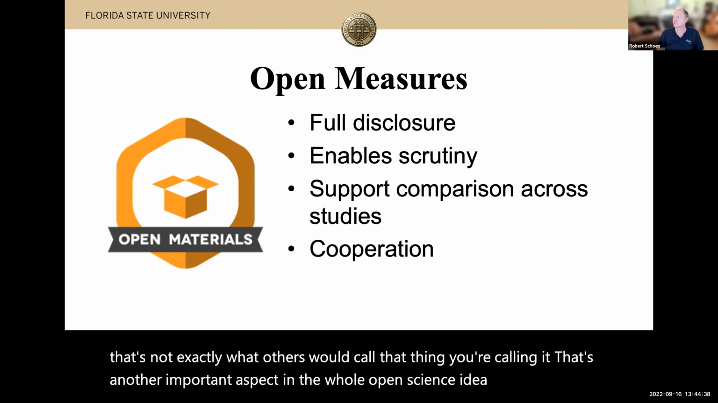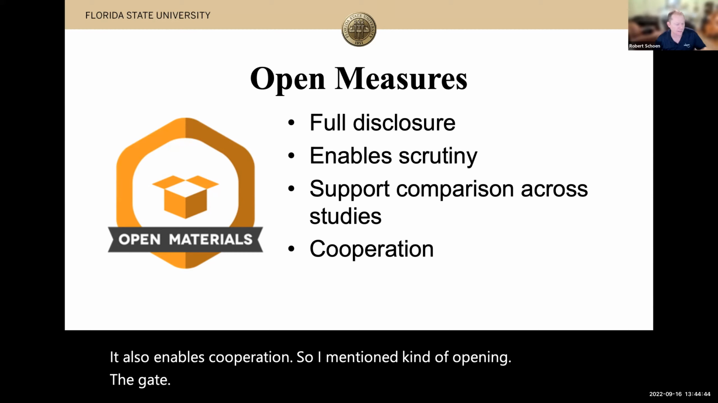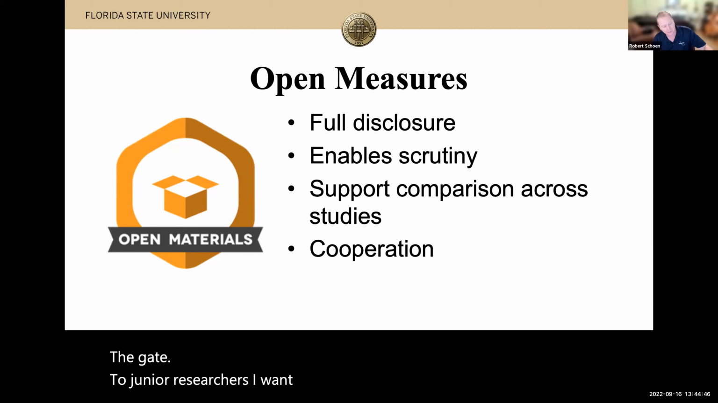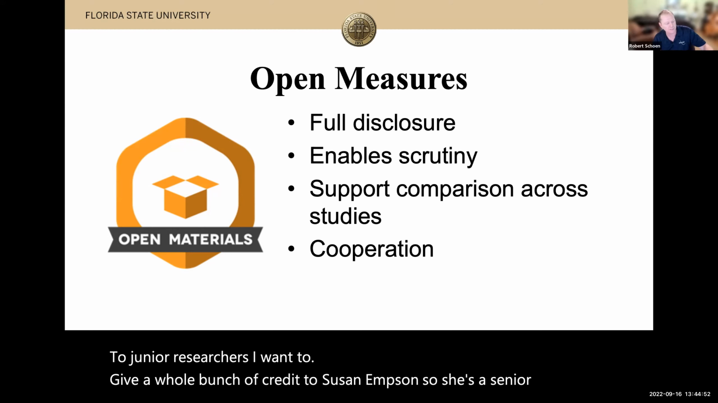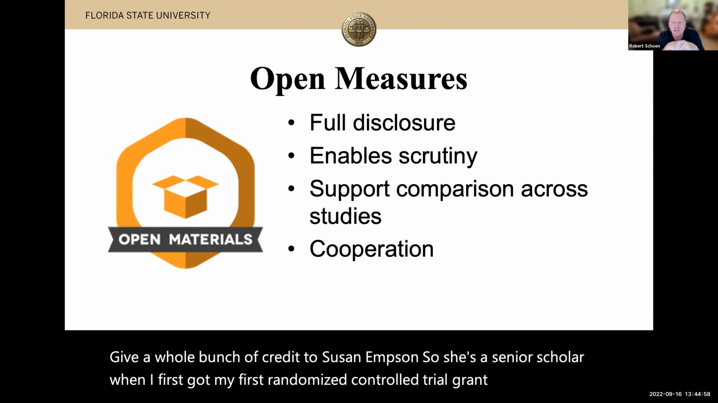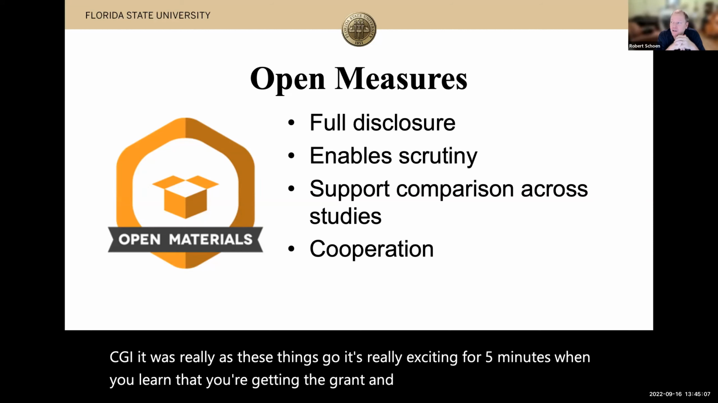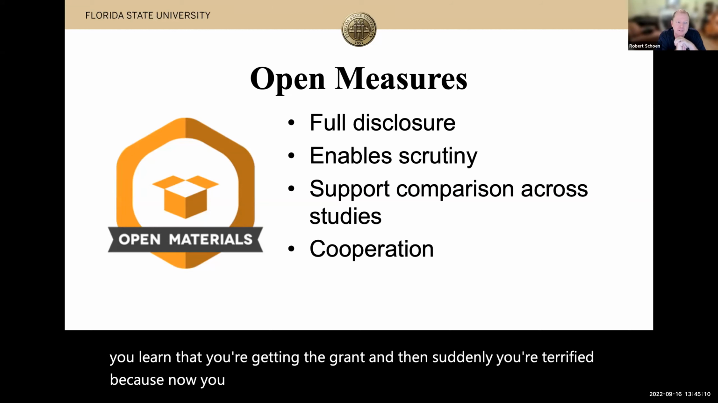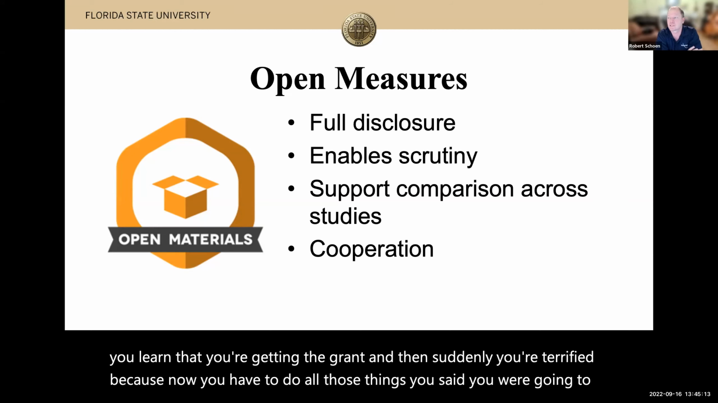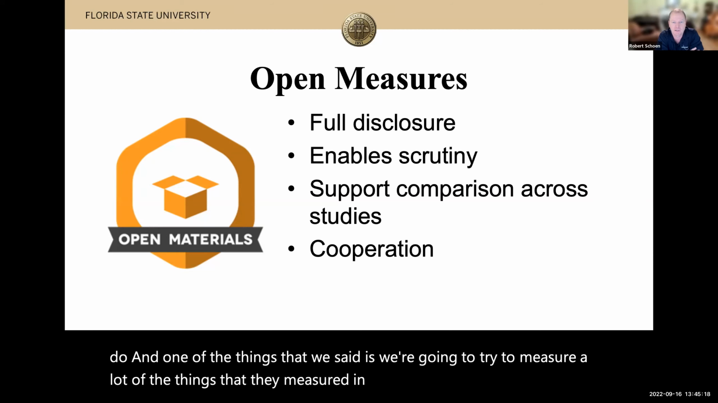It also enables cooperation. So I mentioned opening the gate to junior researchers. I want to give a whole bunch of credit to Susan Empson. She's a senior scholar. When I first got my first randomized controlled trial grant funded to study CGI, it was really, as these things go, exciting for 5 minutes when you learn that you're getting the grant, and then suddenly you're terrified because now you have to do all those things you said you were going to do. And one of the things that we said is we're going to try to measure a lot of the things that they measured in the original randomized controlled trial of CGI.